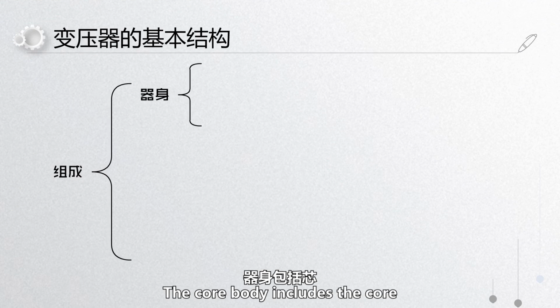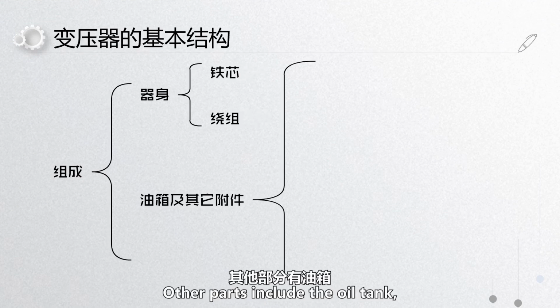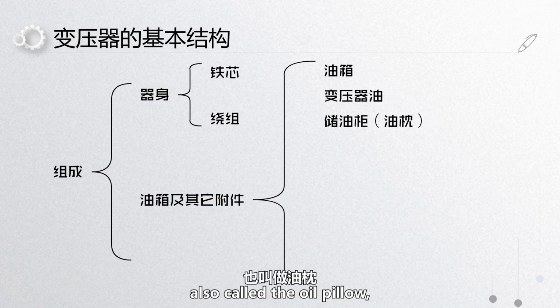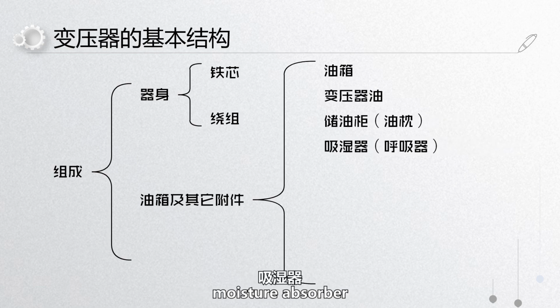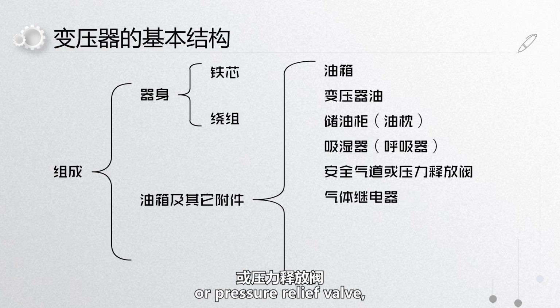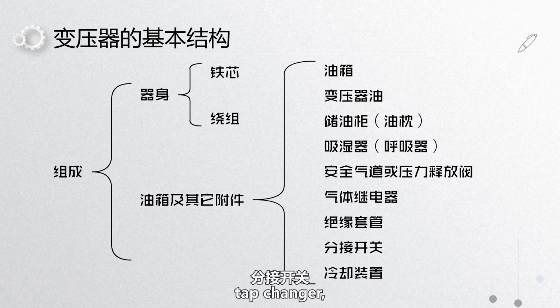The core body includes the core and windings. Other parts include the oil tank, transformer oil conservator, also called the oil pillow, moisture absorber, also called the breather, safety channel or pressure relief valve, gas relay, insulation bushing, tap changer, cooling devices, etc.